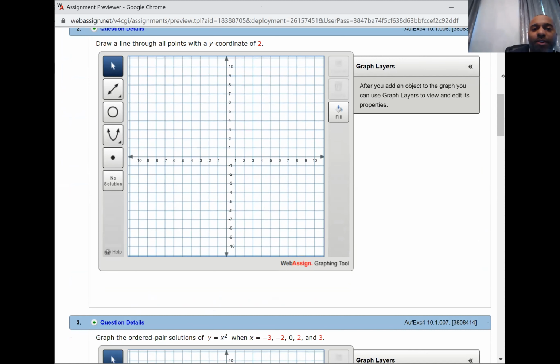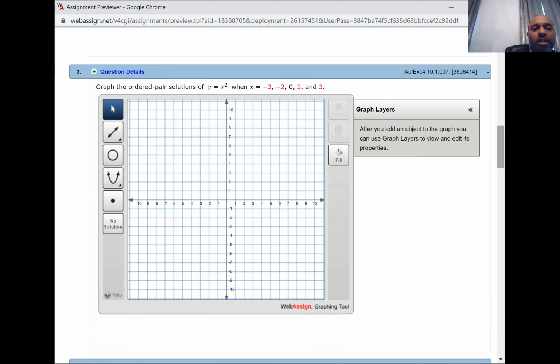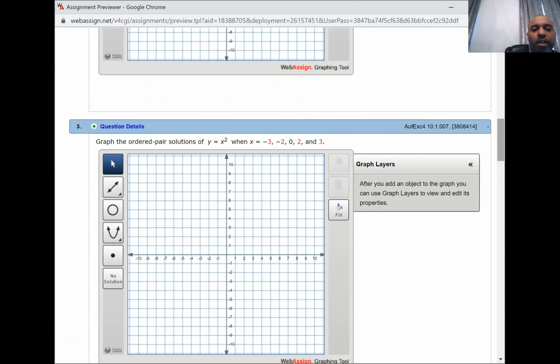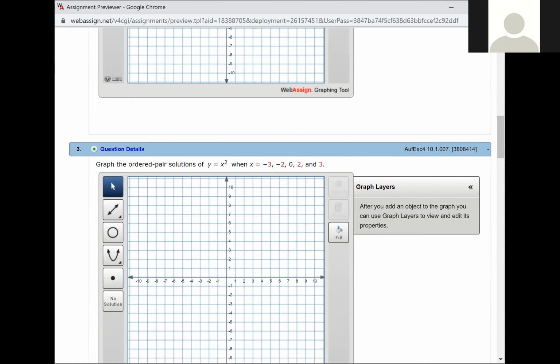Got you. So now, when you're trying to graph a line, let me go here. You have to be careful. If you notice the difference between number 2 and number 3. Number 2 says draw a line. Okay. Number 3 says graph the ordered pairs solution. So in number 3, you're not graphing a line. You just put some dots up there.